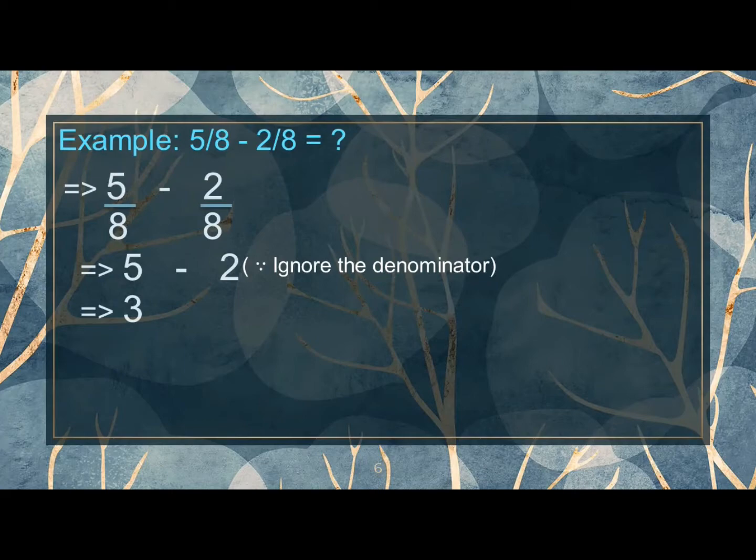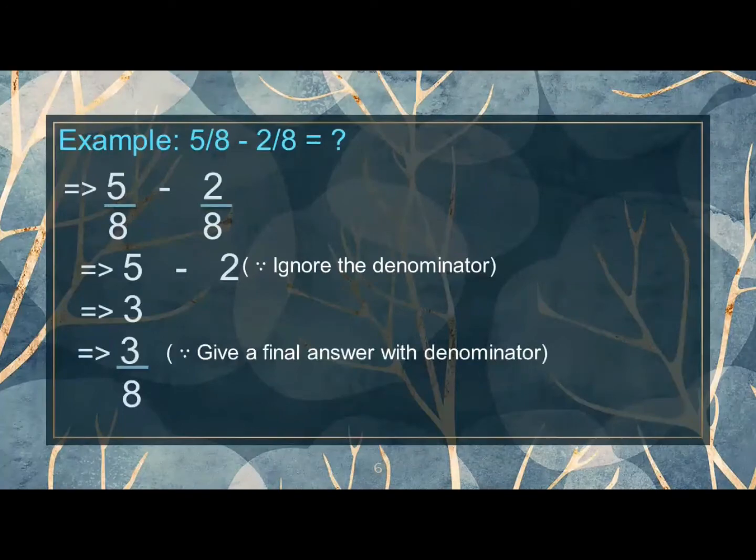Remember that the third step told us to write the answer with the denominator. So let's just write 3 by 8. So yeah, this is our answer. What we did was just subtract the numerators and we didn't do anything with the denominator because they both were the same. If they are different, we are going to see how to solve it further in the video. So here we just subtracted the numerators and then wrote the answer with the denominator, which was common.